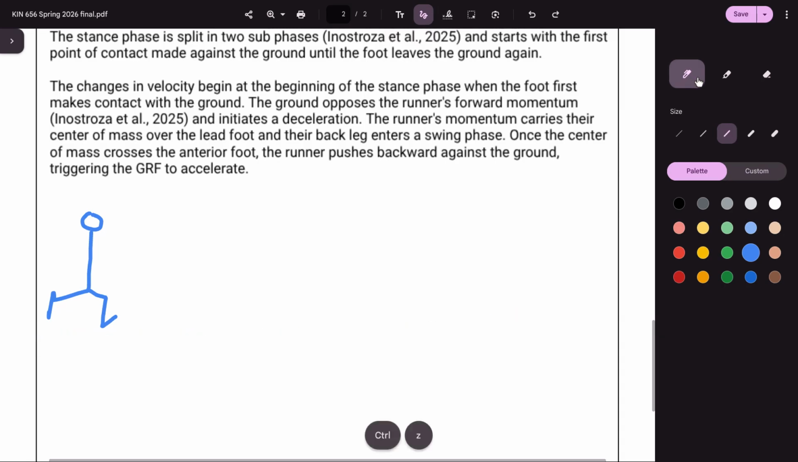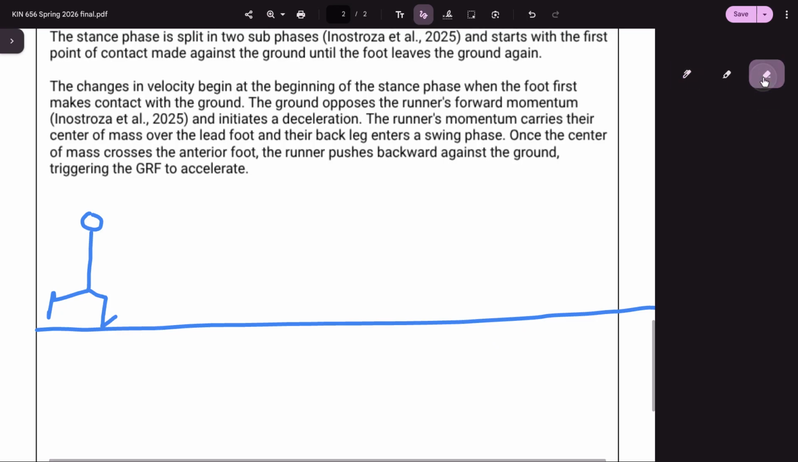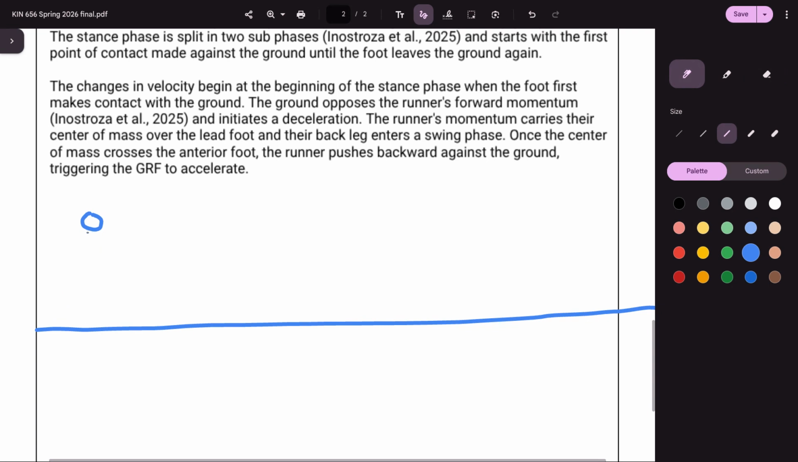Oh, that is not the best. Let me try that again. That is not working out for me. There we go. That's the best I can get it, right? So let's try and redraw our little person. Kind of go this way and this way. So you see this is our flight phase. We're going to have the runner start into the stance phase. So this foot is going to make contact with the ground, and then you still have this foot in motion and flight, correct?